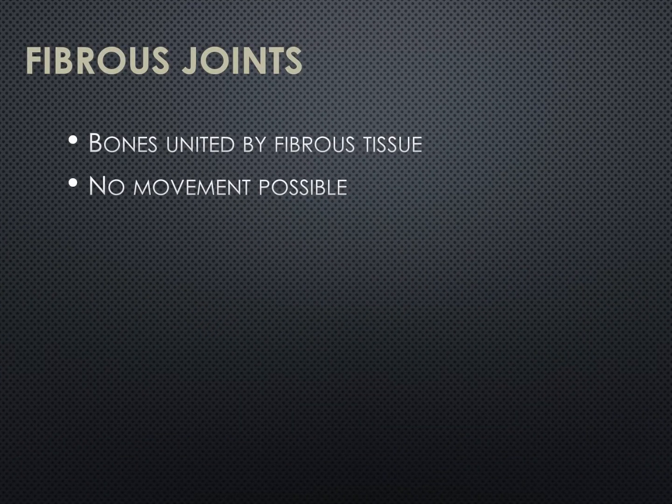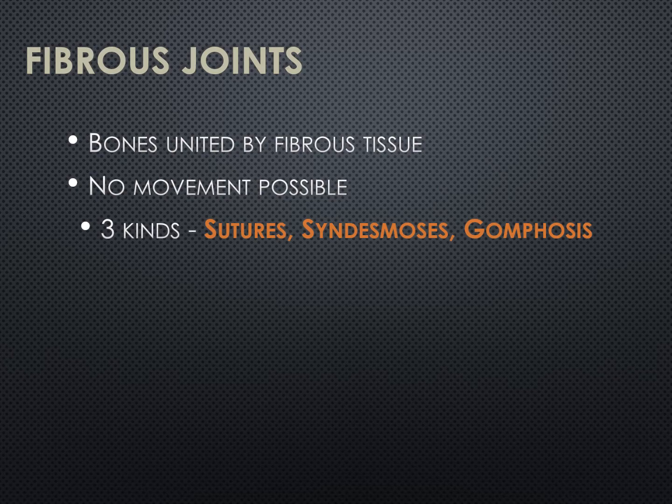So we'll go to the fibrous joints. So here the bones are united by fibrous tissue. Intervening between the bones, you get fibrous tissue, and no movement is possible in case of fibrous joints. So there are three kinds of fibrous joints. These are the sutures, syndesmosis, and gomphosis. We have to study each in detail with the examples.